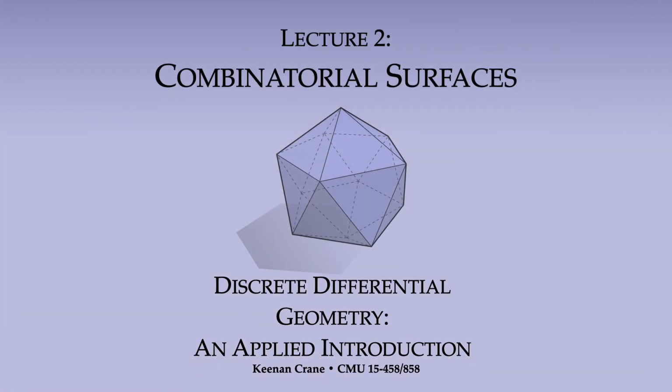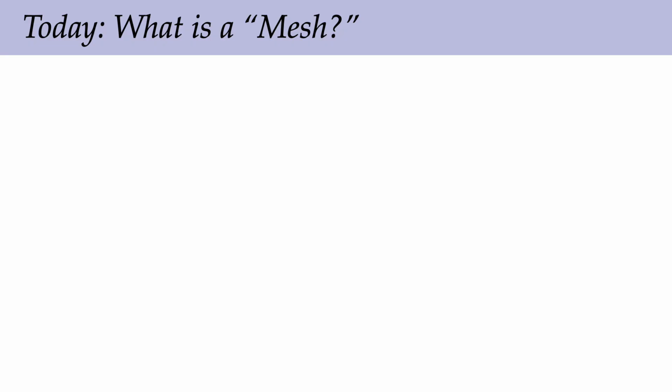Welcome to Discrete Differential Geometry. Today we're going to introduce the basic object on top of which we're going to define all of our other geometry, and that is a combinatorial surface, or what maybe is more commonly known as a mesh.